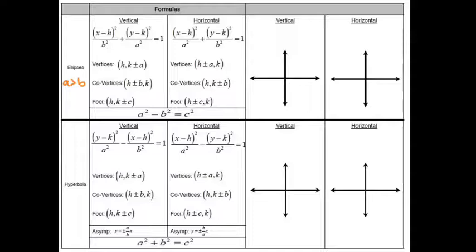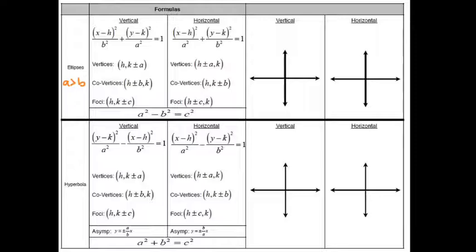Very, very important. They're not equal. If they were equal, guys, this would not be an ellipse. It would be a circle. Notice also, there's no coefficient in front of the x. There's no coefficient in front of the y. If there was, you've got to get rid of them.